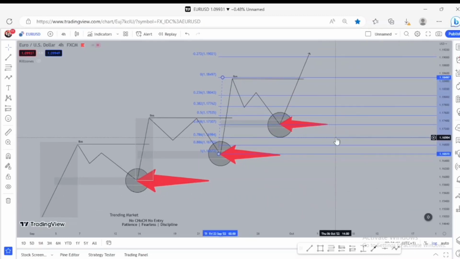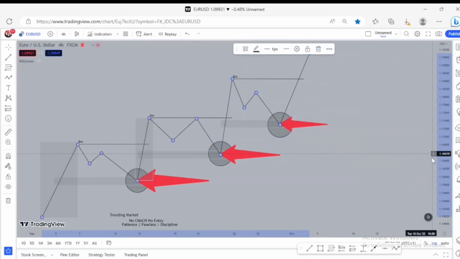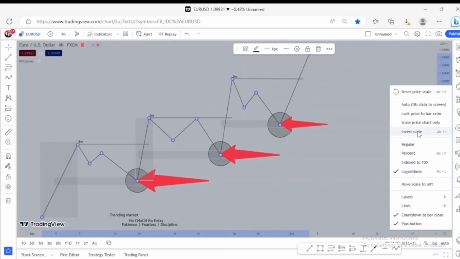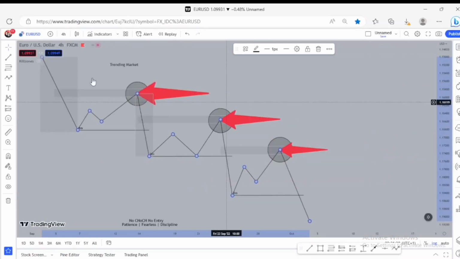For the downside, it's also the same thing. All you need to do is just, let me invert this. If I invert this, you see that it's also the same thing, giving us lower lows, lower high, and lower lows, lower high, lower lows, lower high. So you will be selling on the lower high, which is the correction phase. Understand? If you sell from the lower high with the correction phase, then you use your trend line or your supply and demand or your psychological level or your Fibonacci level.